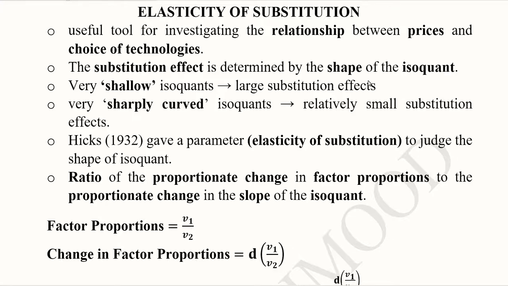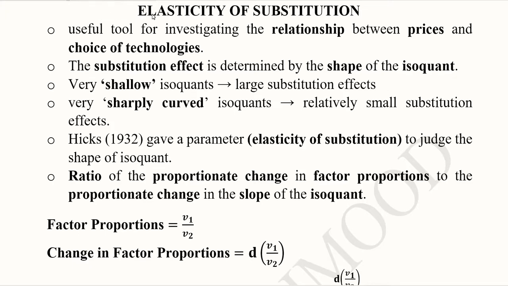After understanding the concept of elasticity of scale and the concept of elasticity of cost and their relevance with the shape of the cost curves, now we are going to learn about the elasticity of substitution, which is another important type of elasticity which we use in production economics. This is basically a useful tool for investigating the relationship between the prices and the choice of technology.